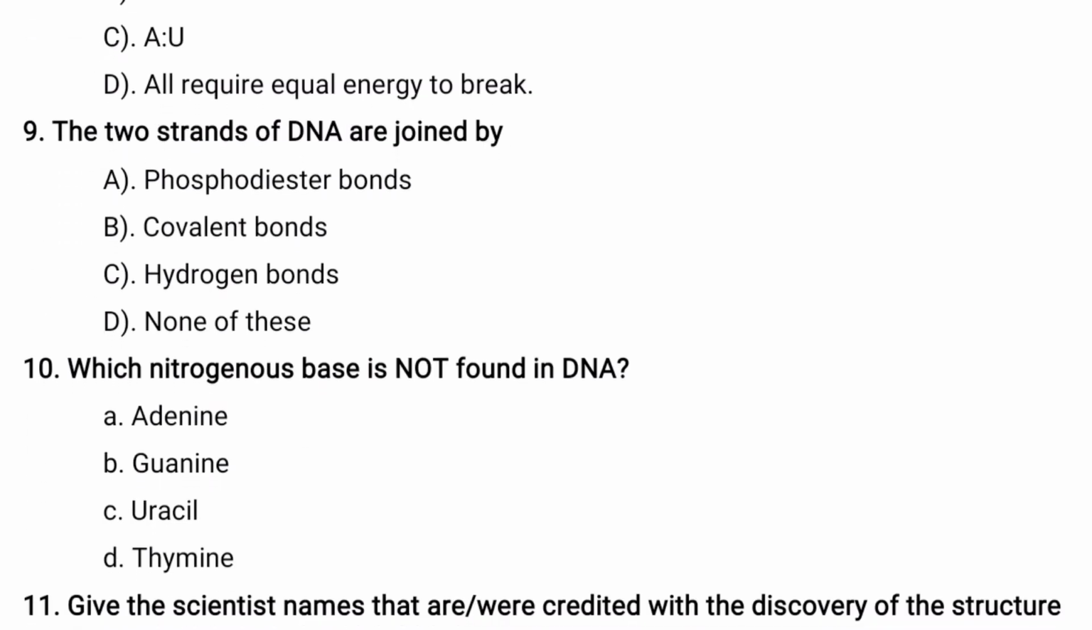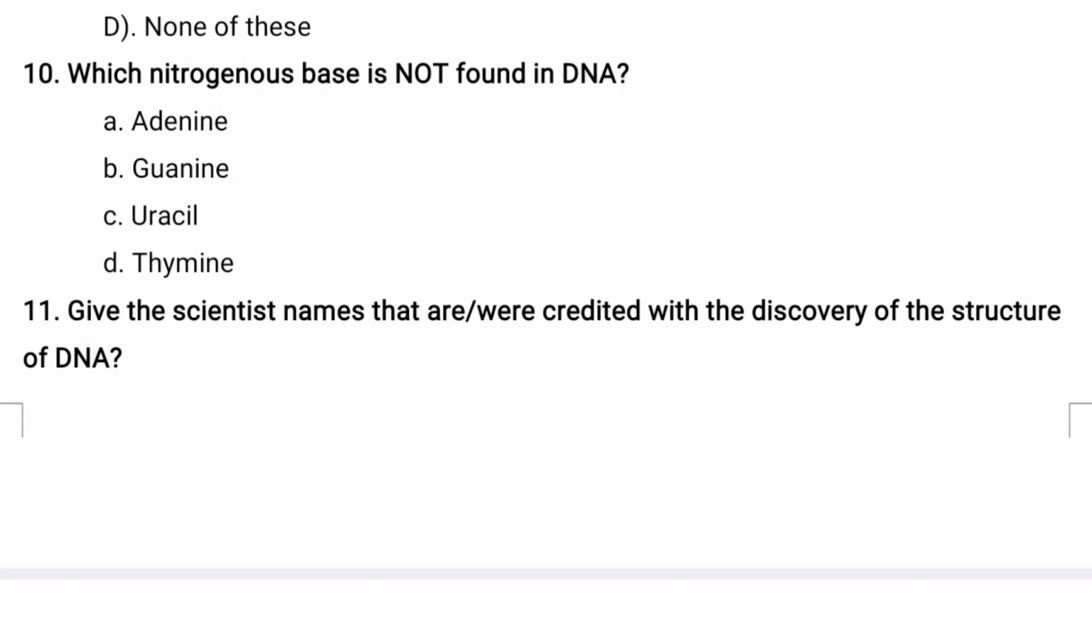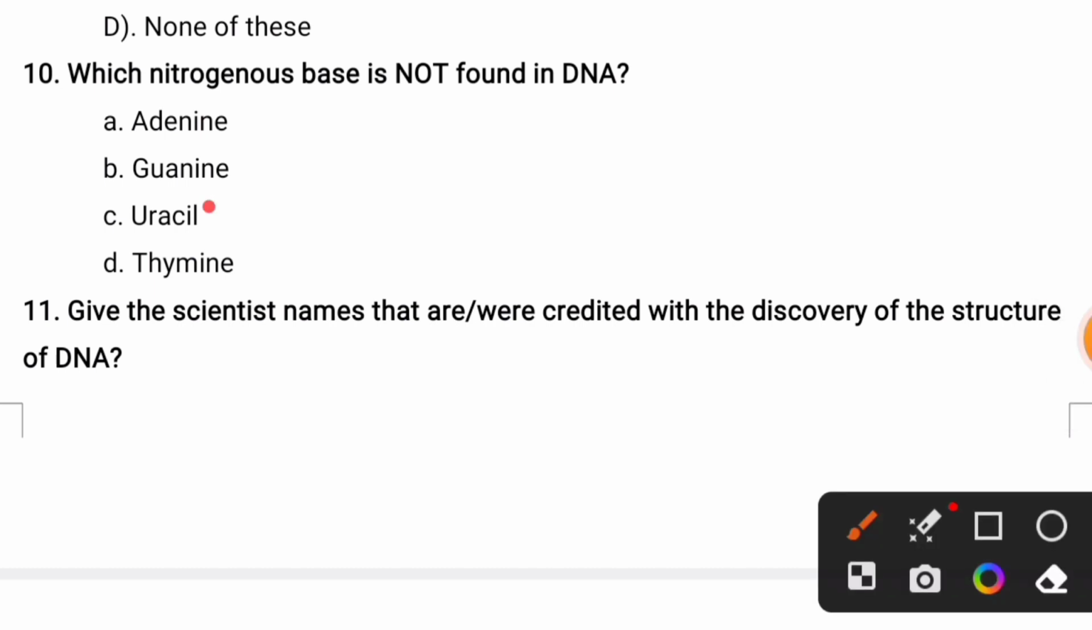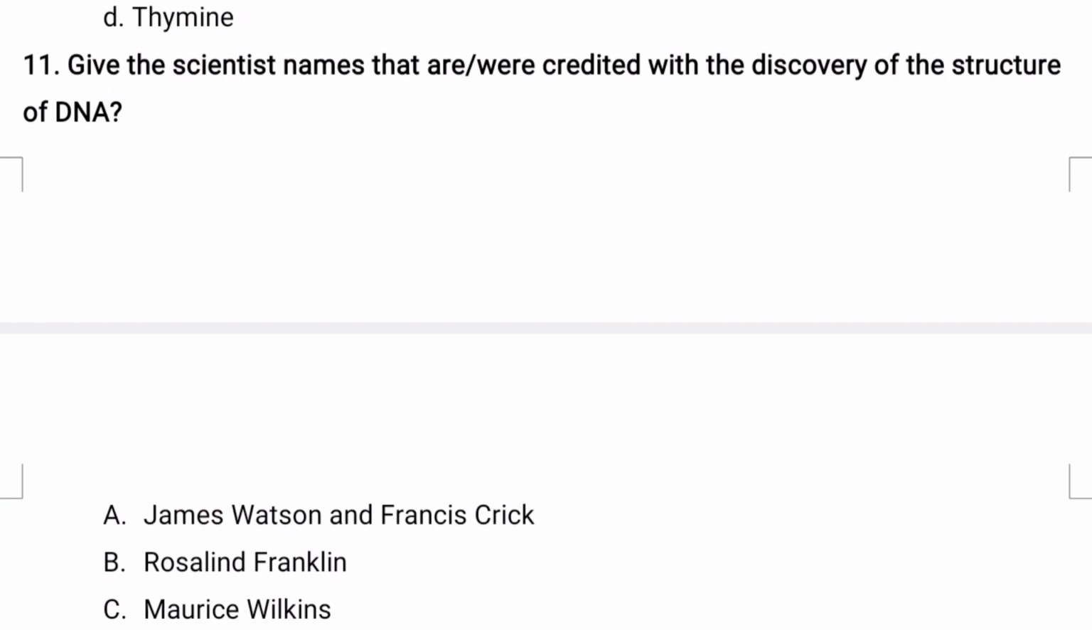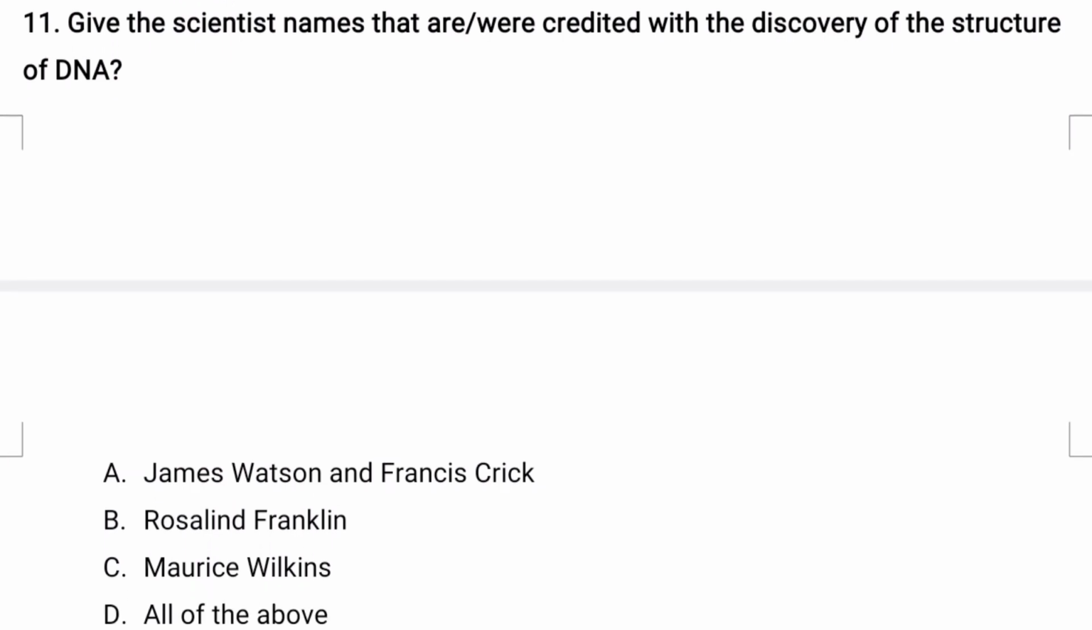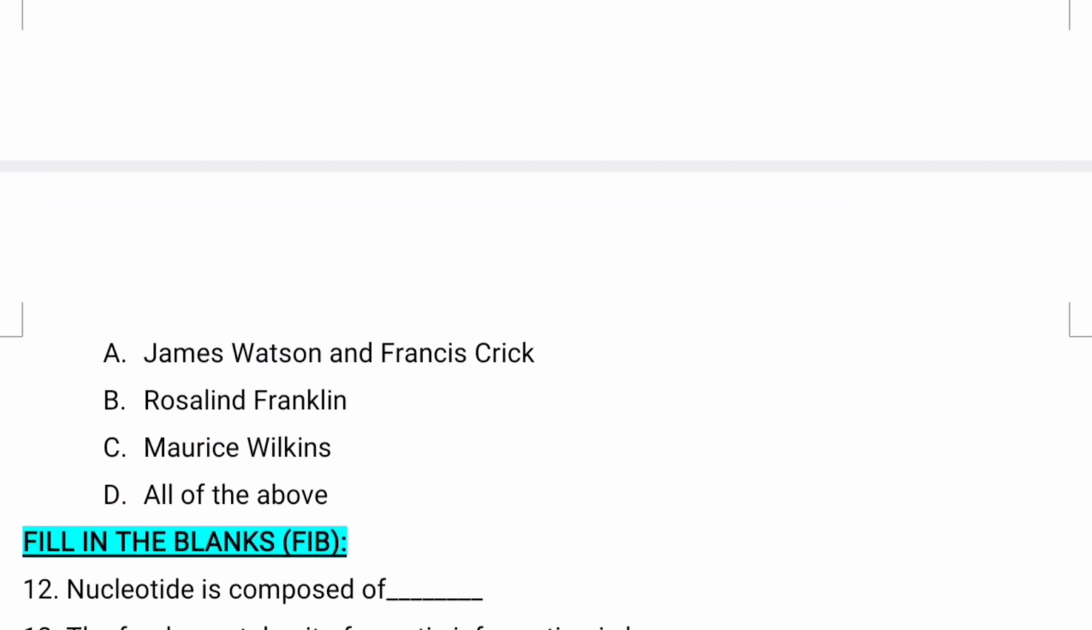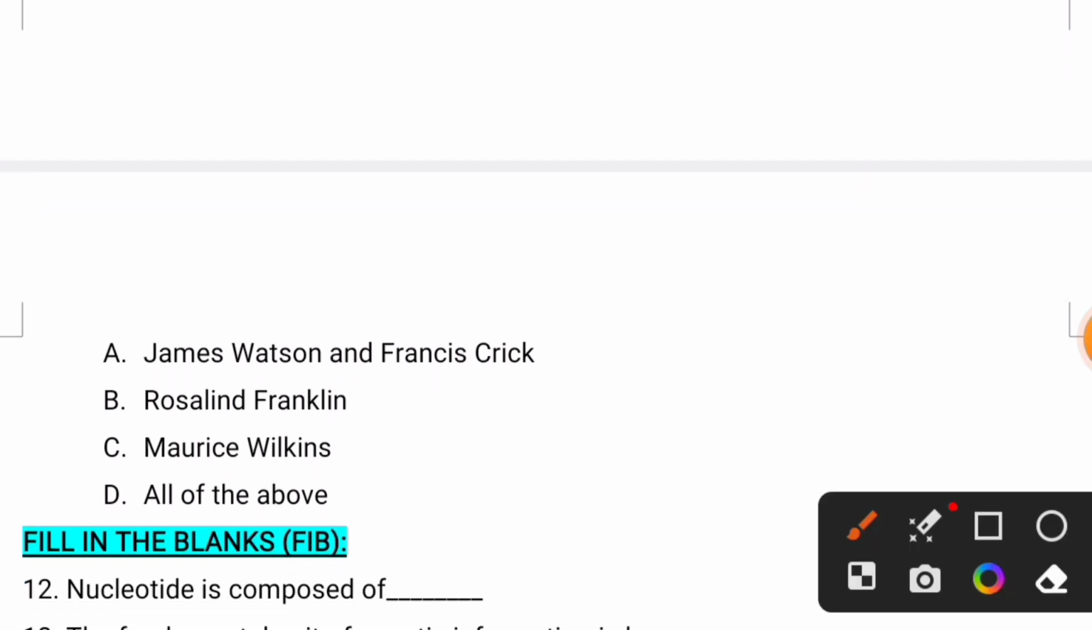Let's see the next question. The two strands of DNA are joined by. So the same question was repeated. Which nitrogen base is not found in DNA? Adenine, guanine, uracil, thymine. Yes, uracil is absent in DNA. Okay, so let's see the next question. Give the scientist names who are credited with the discovery of the structure of DNA. Options are Watson and Crick, Rosalind Franklin, Maurice Wilkins, all of the above. So James Watson and Francis Crick is the correct answer.